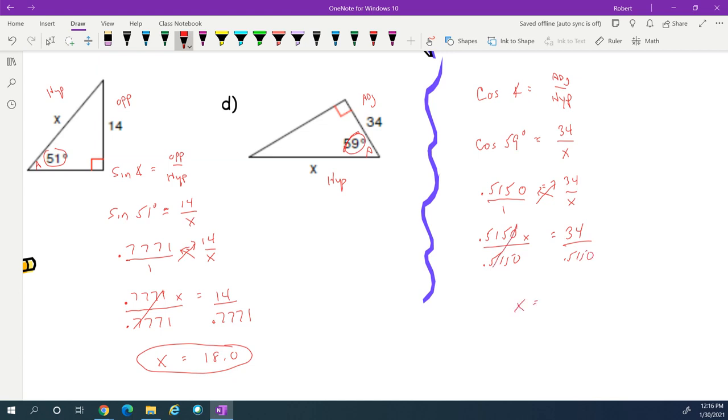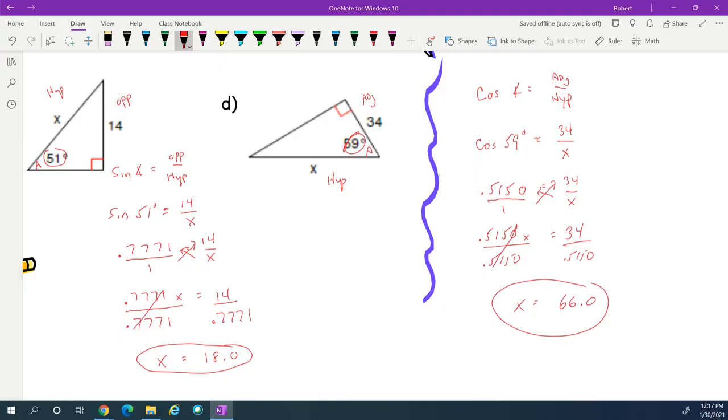And 34 divided by 0.5150 is 66.0. Again, in this example, we were looking for the hypotenuse, so it has to be more than 34. You'll know if you set it up upside down or if you set it up divided backwards by the answer in many cases. So look to make sure that your answer makes sense, but write out your work. Most mistakes are going to be by not writing out your work.